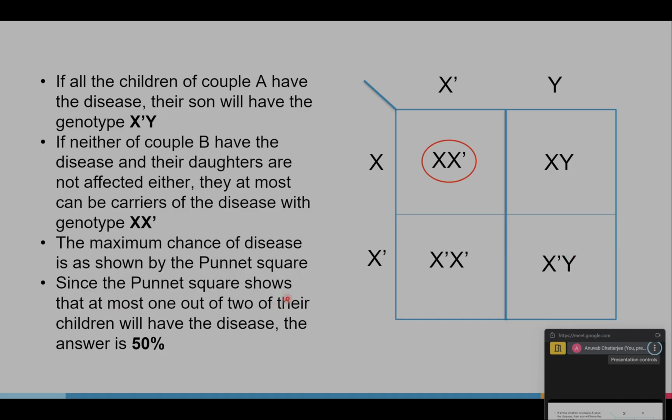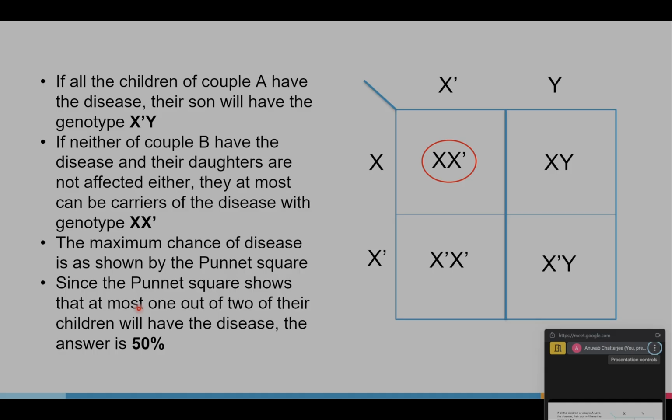Since the Punnett square shows that out of two specific genotypes, if their only daughter is inheriting one of these two, the possibility is obviously 50-50.